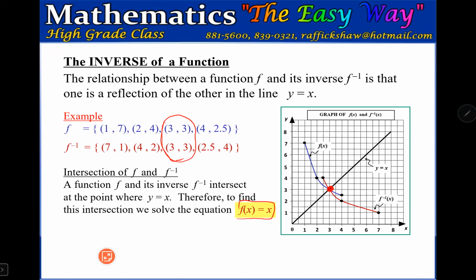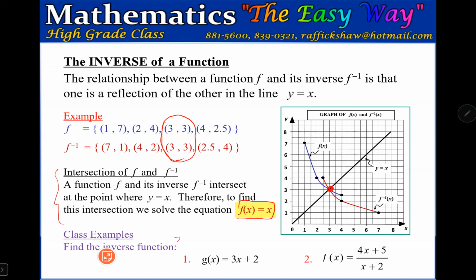So if I put whatever the function was, just solve the equation f of x equals x. But don't worry too much about this part down here yet. When we get the opportunity, we'll come back to that. I don't want to focus too much on that, but that's where you can find that point. Solve the equation f of x equals x, and you get that point because it intersects the line y equals x. All right, so we're going to do these two examples now, guys.